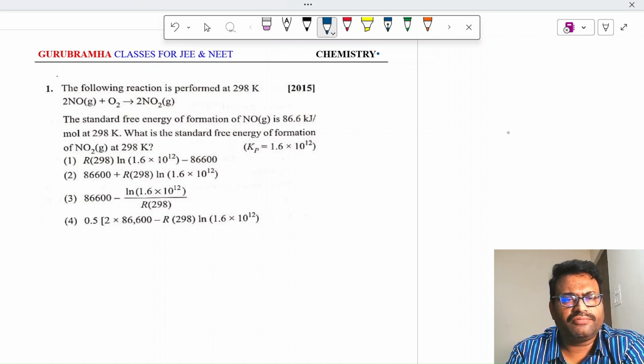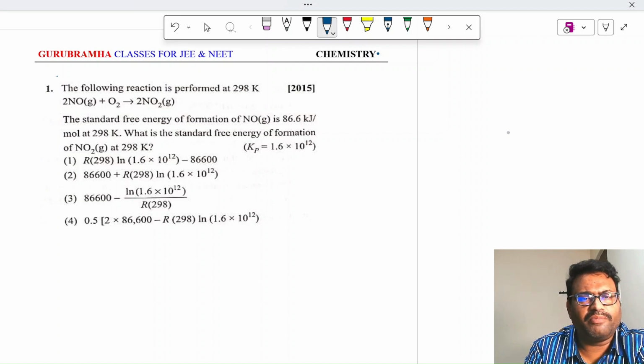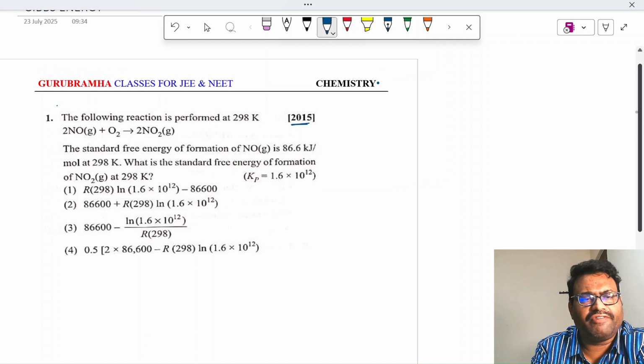In this session, we are going to discuss Gibbs energy from the chapter thermodynamics. We are speaking about PYQ in this session from the Gibbs energy, right? In 2015, this question is given. What is the question given? Let us see.